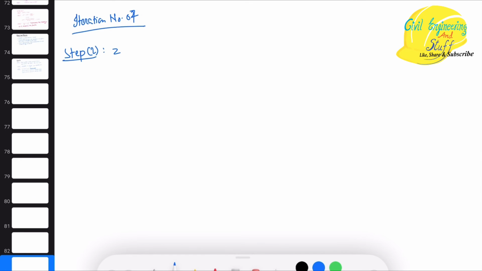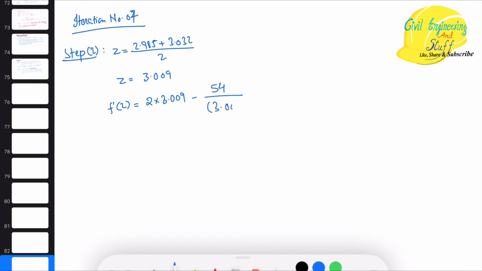So step 2 is to find the z value, which is equal to 2.985 plus 3.032 divided by 2. So your z value will be 3.009. Your f dash z will be equal to 2 into 3.009 minus 54 divided by 3.009 whole square. On solving, you will observe your f dash z value to be 0.051. We have completed our step 2.